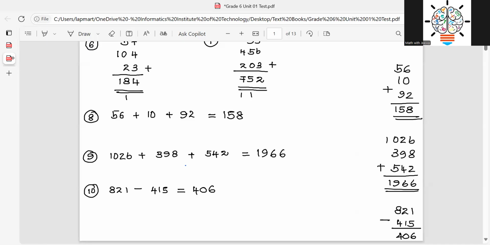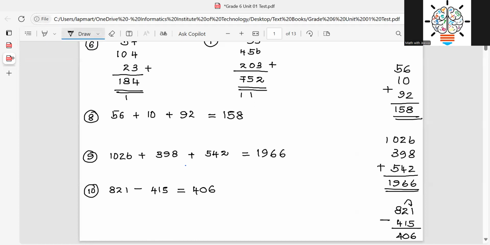Then question number 10, it's a subtraction. We do the same thing. We write them vertically like this. 821 minus 415. So you know that you can't deduct 5. Again, this one also we want to start from the units column. You know you can't deduct 5 from 1, so then we borrow 1 from the next door.